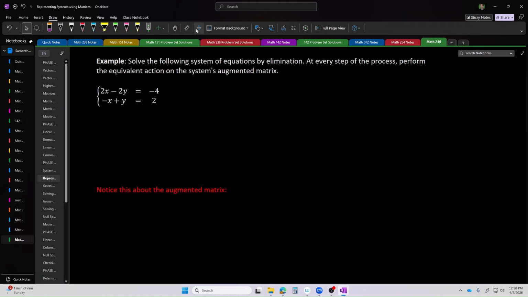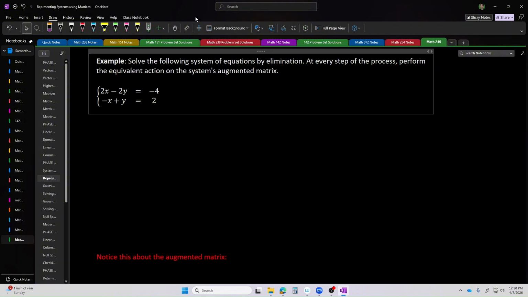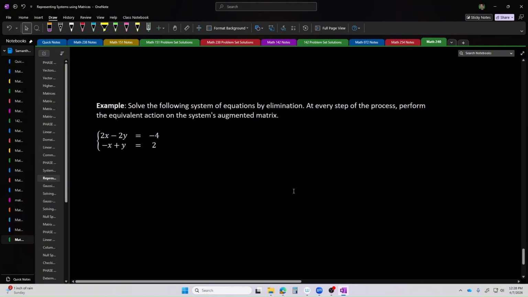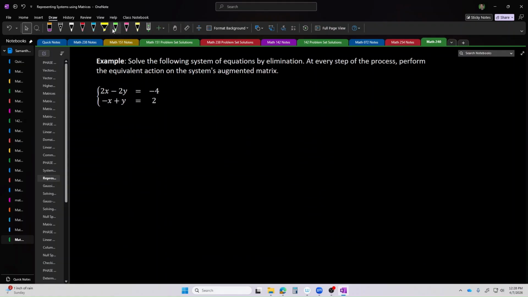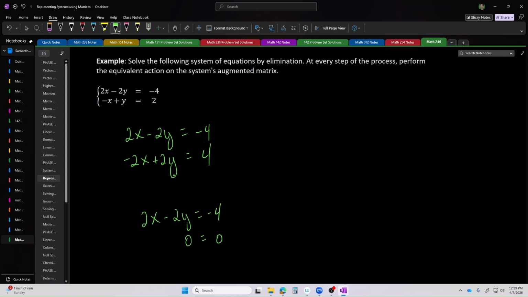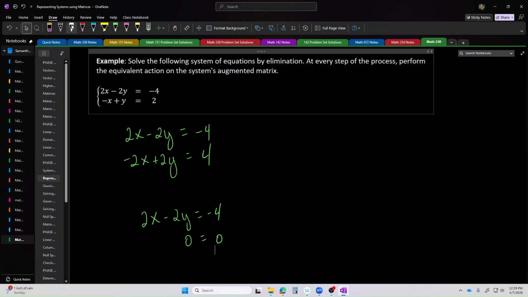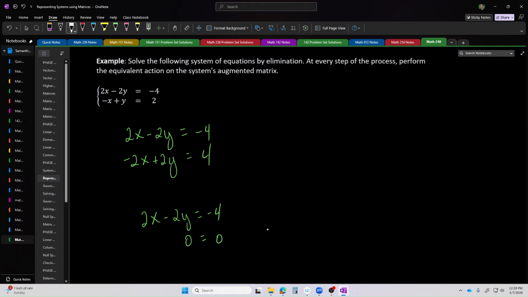Finally, let's return to this system of equations that we had that was underdetermined. And let's see how that underdetermined system shows up in the augmented matrix. So for this underdetermined system, again, our process was to scale the second equation and then add together. And when we did that, we got a statement that was completely trivial and vacuous, 0 equals 0, which is always true no matter what.